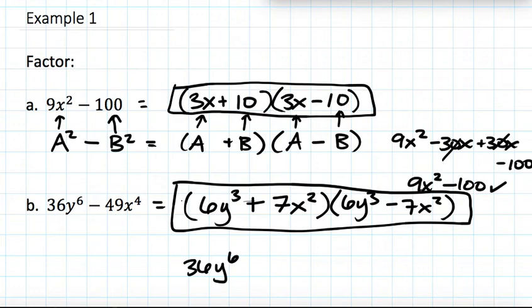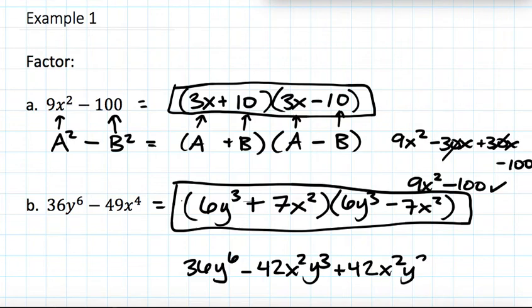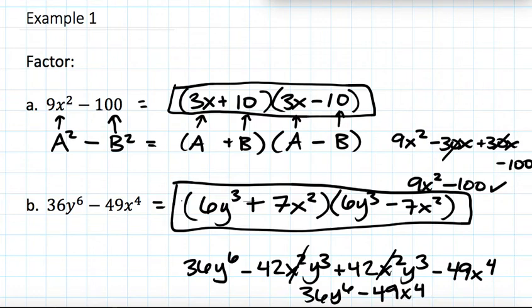For outside, it's going to be minus 42x squared y to the 3rd. Inside is going to be plus 42x squared y to the 3rd. And last is going to be minus 49x to the 4th. So again, the middle two terms cancel out. We have 36y to the 6th minus 49x to the 4th, which is exactly what we started with in the problem, so it checks out.